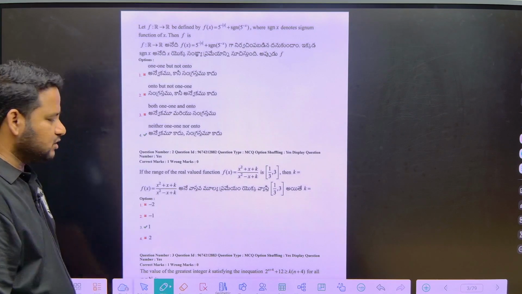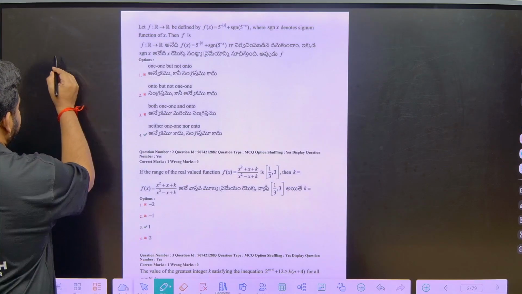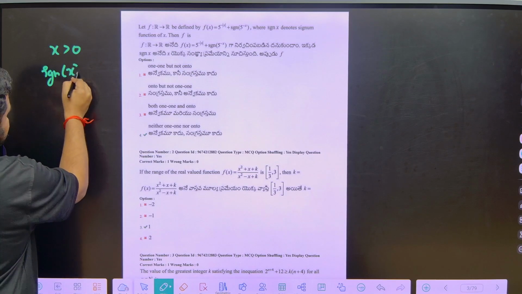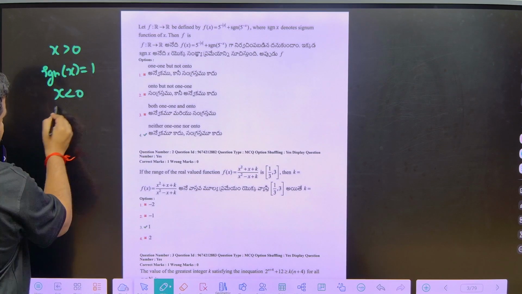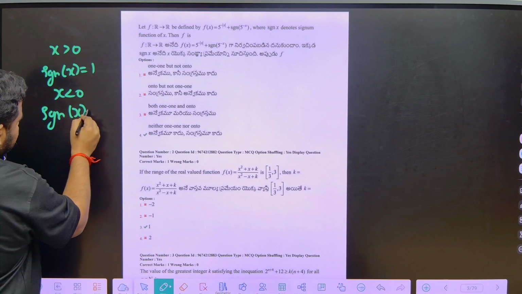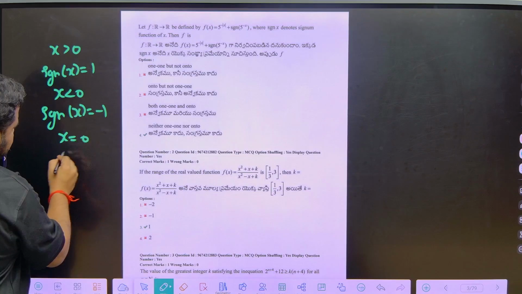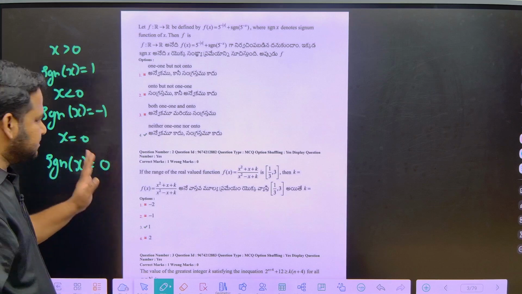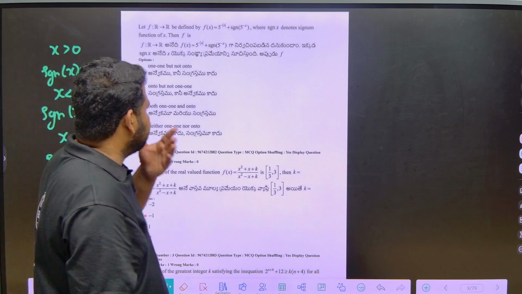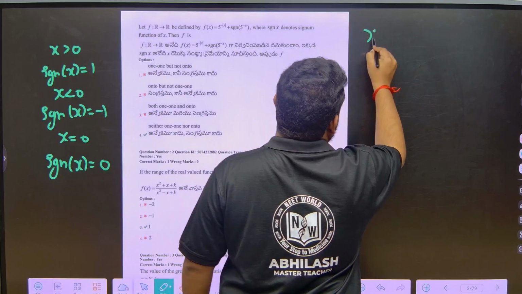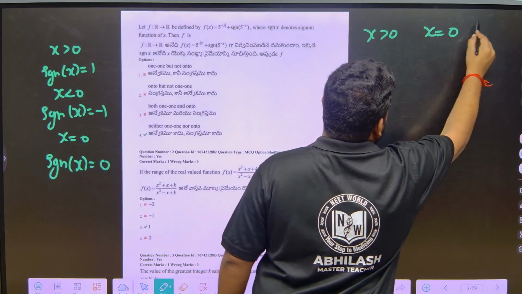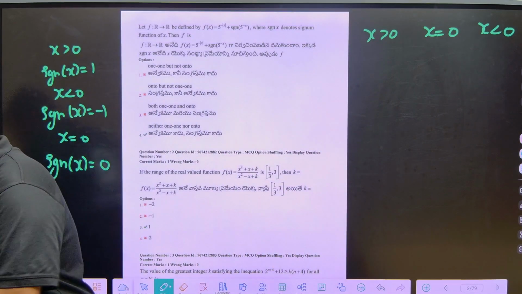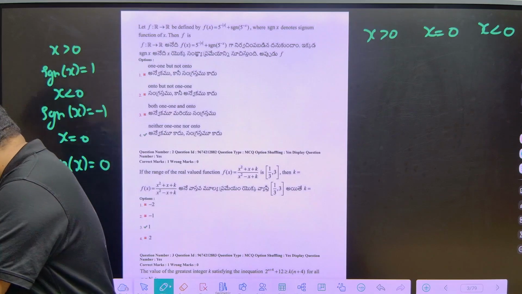But before that, we have to know what the signum function is. By definition, if x is greater than 0, then signum of x will be equal to 1. If x is less than 0, then signum of x will be equal to minus 1. If x is equal to 0, then signum of x will be equal to 0. This is the basic definition of the signum function, you should know. So here we can have three cases: x greater than 0, x equal to 0, and x less than 0.